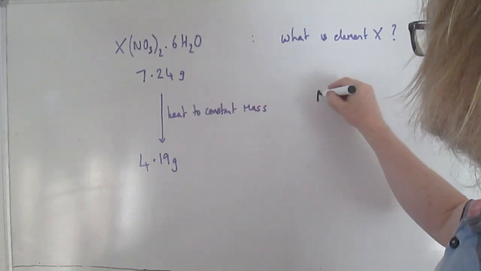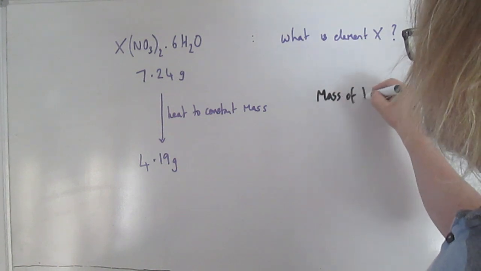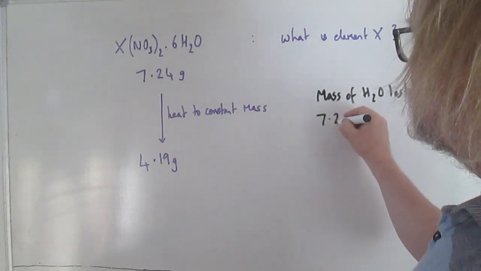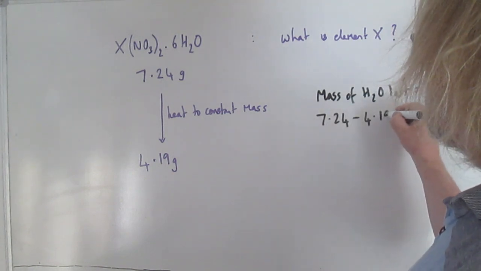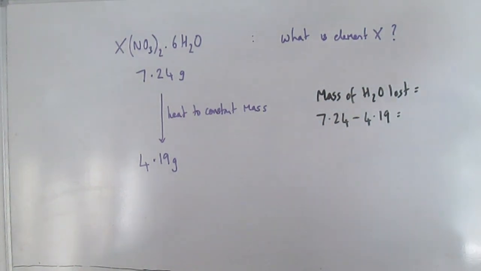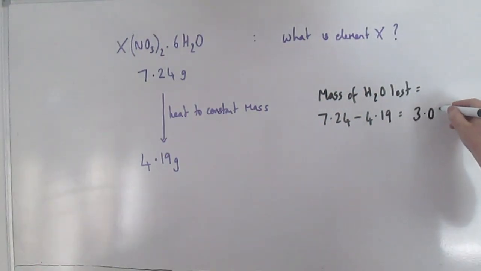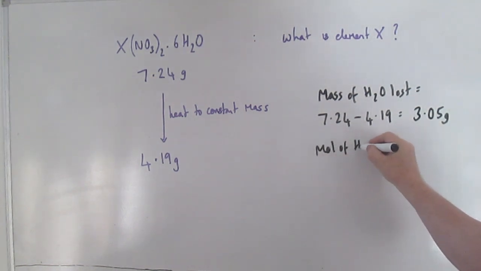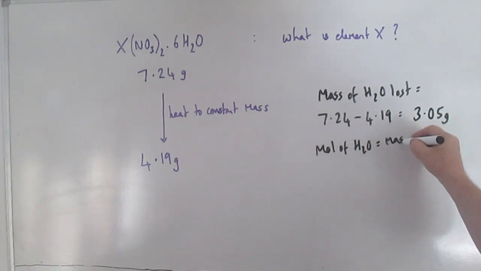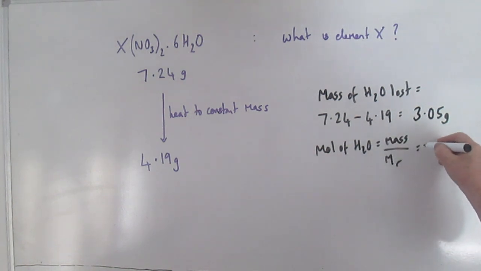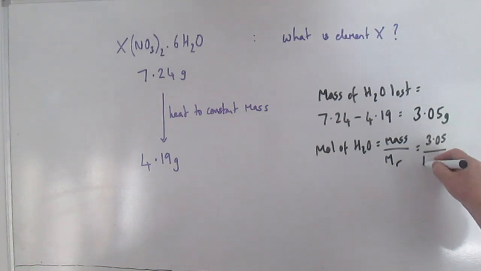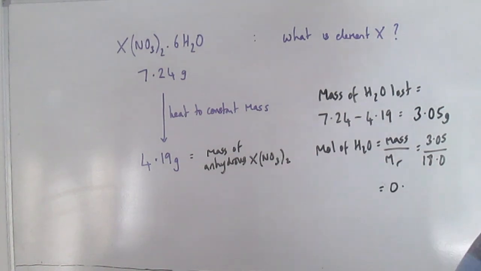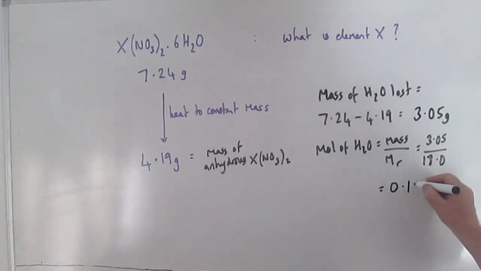Okay, so the place to start is to find the difference in the mass, because that's the mass of water lost. So you get the mass of water driven off by heating is 7.24 minus 4.19, 3.05 grams. And so we can turn that into moles of water, which is mass over Mr, which is 3.05 over 18, and that's equal to 0.16944 moles.